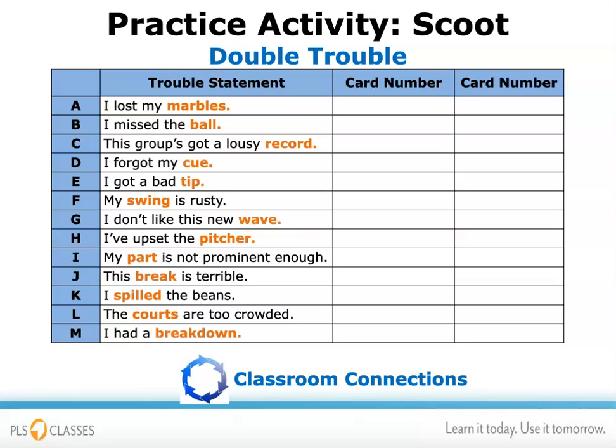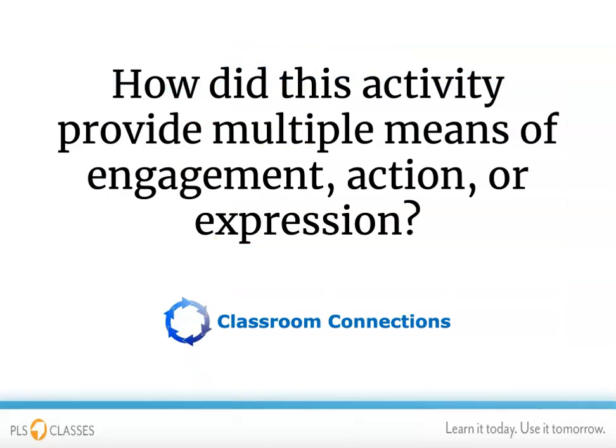Please locate appendix page 16 and check your answers. How did this activity provide multiple means of engagement, action, or expression? Engagement. Were you allowed to work with a partner? Action. Was there movement as you scooted from card to card? Expression. Was there any expression? No. Everyone used the same graphic organizer to record their answers.